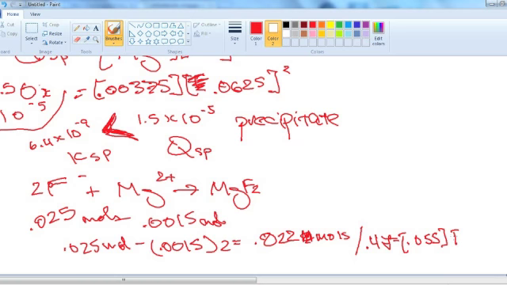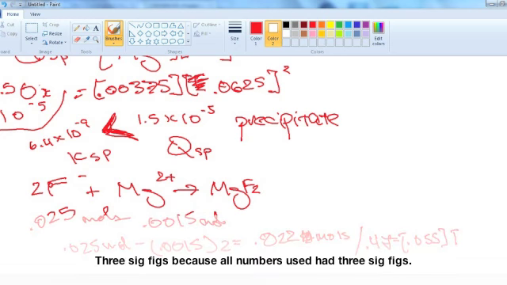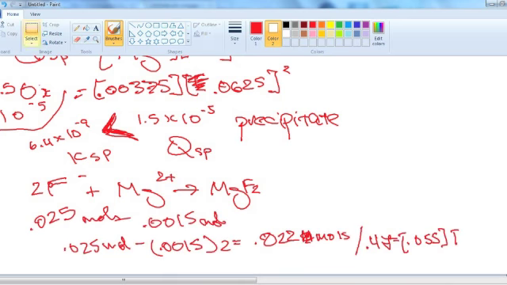Oh, there's one thing wrong though. What were the sig figs given in the problem? The lowest one was 3. 3, 3, 3. Yeah. So we just add a little 0. 0.0550. There we are. There's the molarity for F minus.